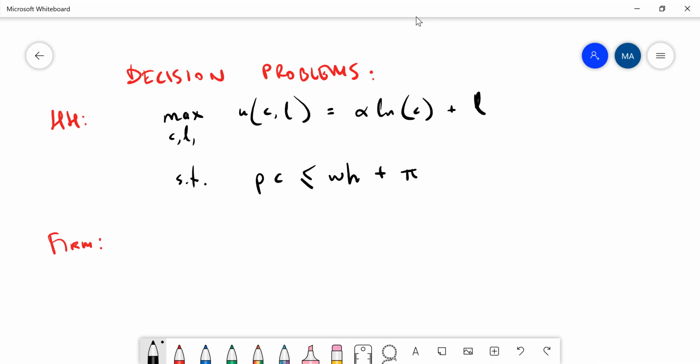Okay? And there's another constraint, and that constraint is that we already defined. Okay? Now, if you want to write more specifically, there is a non-negativity constraint on consumption, and L and H should be between, of course, 0 and 1. So this is the consumer's problem. Now, importantly, consumer takes prices and the profit as given.